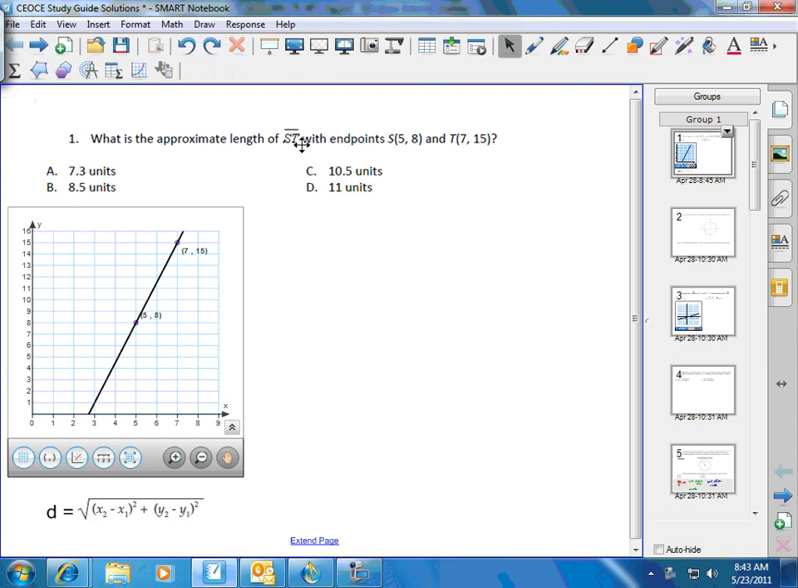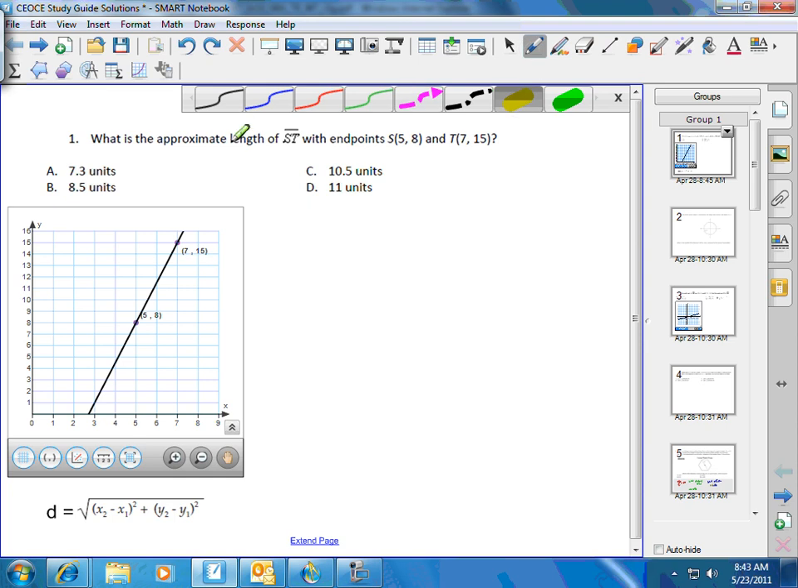Hello, we're looking at number 1 in the study guide for the Common End of Course exam. Number 1 reads, what is the approximate length of ST with endpoints 5, 8, and 7, 15? We're looking for length, okay? So that means we need to find the distance between the point 5, 8, and 7, 15 on a coordinate plane. So we're going to use our distance formula.